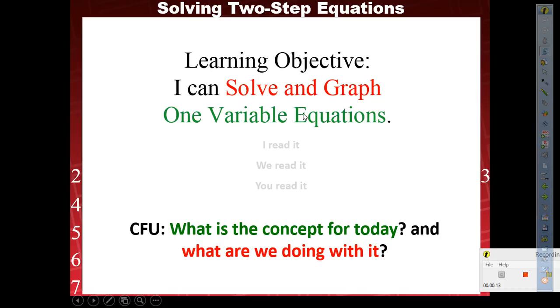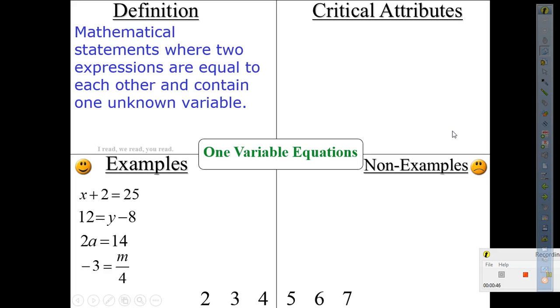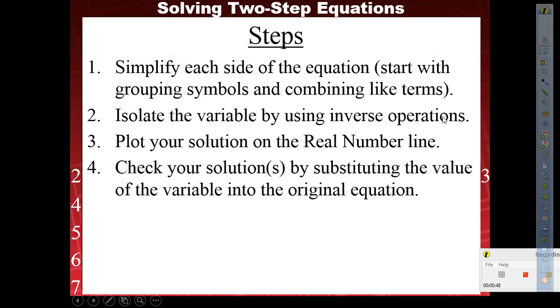Okay, so we've already started with one variable equations. The only thing is we did simple ones in the past. Today we're going to move on to multi-step. Okay, something a little bit different. You don't need the Frayer model because we already know it, right? We know what one variable equations are. How about steps? What are our 4 steps? Simplify, isolate, plot, and check. Okay, so we got that.